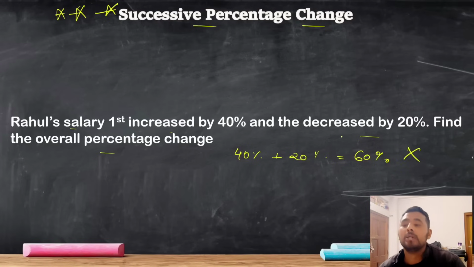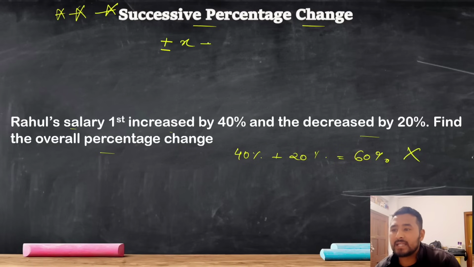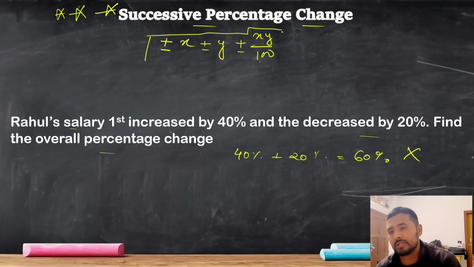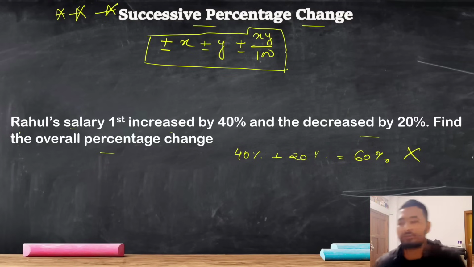This is not the way to do. So what you can do is you can follow this formula. Write it down. Plus minus x plus minus y plus minus x into y by 100. This is the way to solve this type of questions, okay. You might get a shirt is first discounted at 10%, and then again it was discounted at 20%. So what will be the total discount given? So you should use this formula. So how will you use? Let's see in this question, okay.